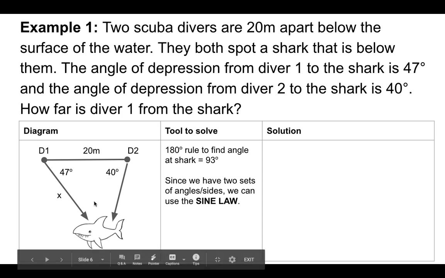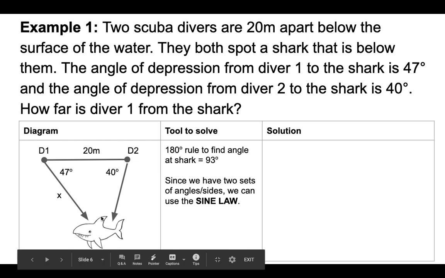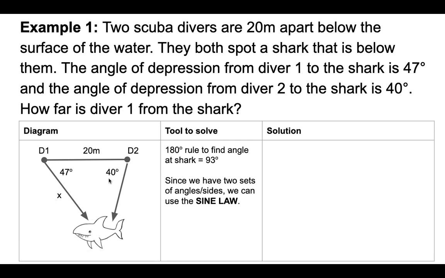So to find the angle here at the shark, you're going to do 180 minus 47 minus 40, which gives us 93. But now that we have this angle, notice how we have two sets of angles inside. We have this angle and the side across, and then the side we need has the angle across known. So that means we can use the sine law.